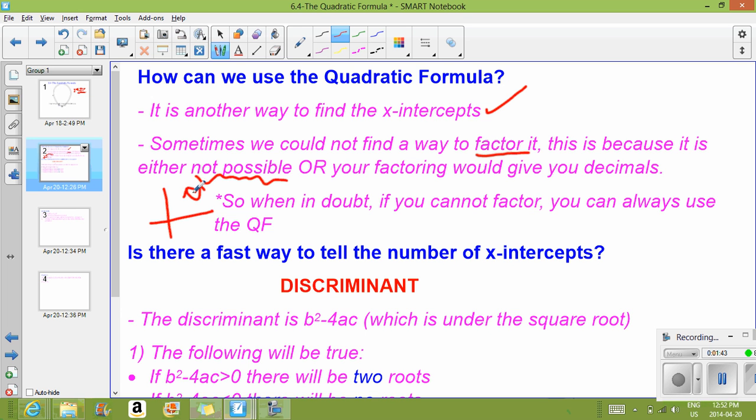There are no x-intercepts. Or the factoring is giving you irrational numbers, with decimals that you would not be able to work with. So if you're ever struggling with factoring, what you can always do, so when in doubt, is use your quadratic formula. This will always find you your x-intercepts.